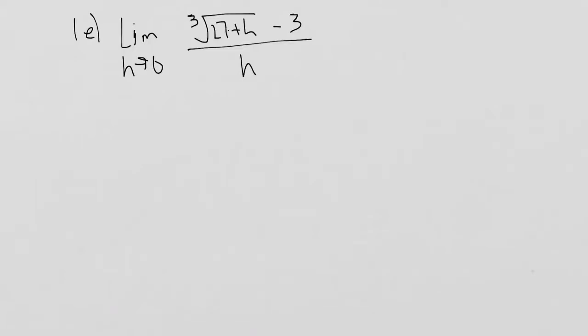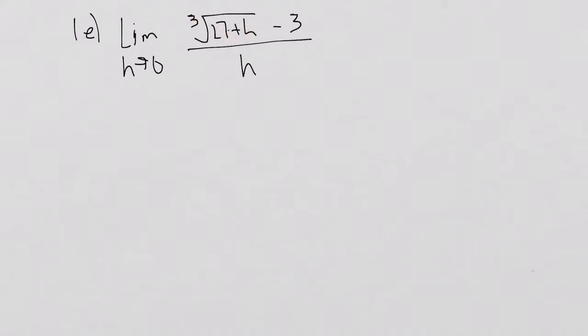Here's 1e with L'Hopital's rule. So we have this limit to evaluate right here. It's the cubed root of 27 plus h, minus 3, over h. First thing I want to check is that it goes to 0 over 0 or infinity over infinity. The bottom clearly goes to 0 when h goes to 0. And when I look at the top, as h goes to 0, I have the cubed root of 27.